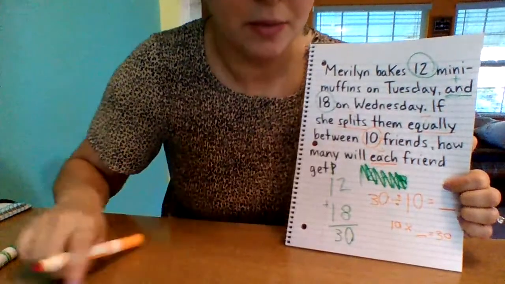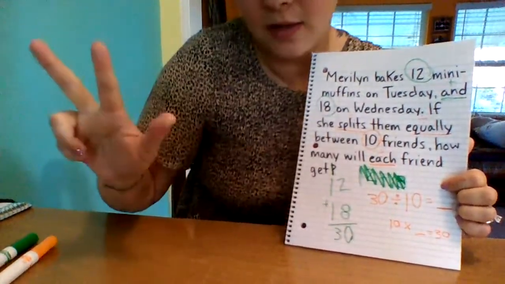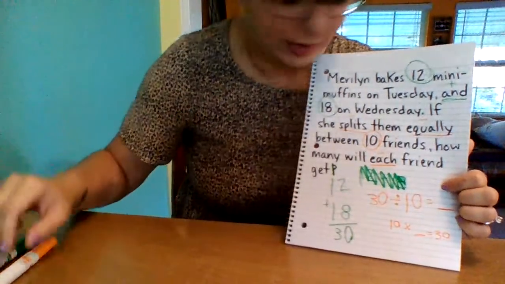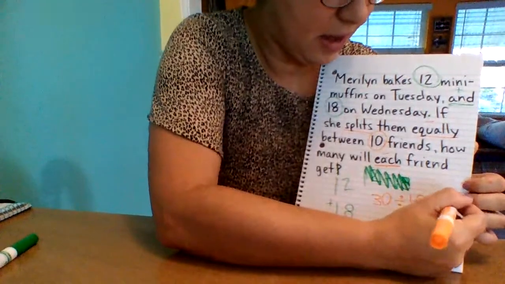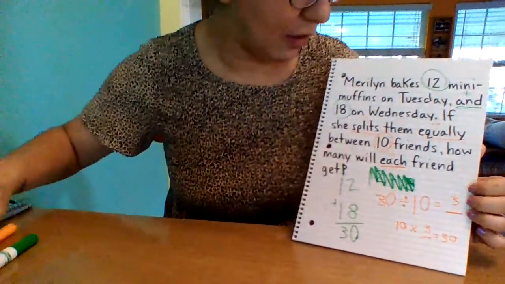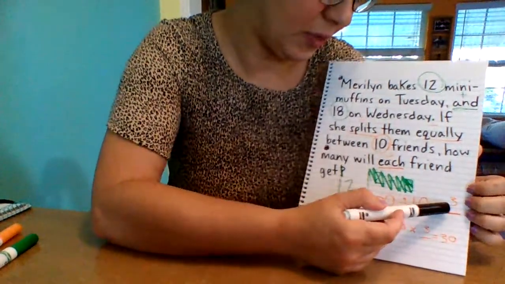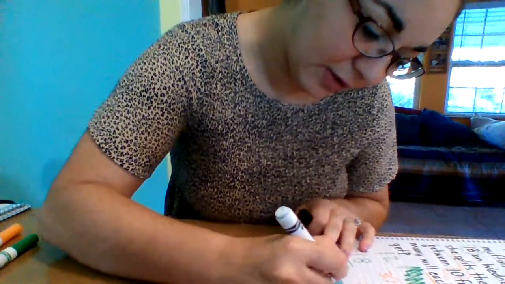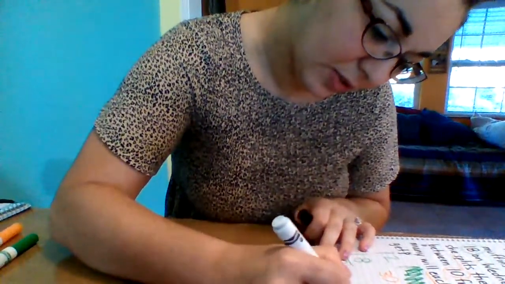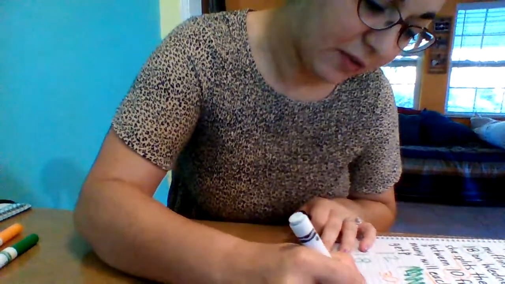I think you probably know. Let's count by tens to check. 10, 20, 30. 10 times 3 is 30. So 30 divided by 10 must equal 3. So how many muffins does each friend get? Each friend will get 3 muffins. So that is our final answer there. 3 muffins. And I used fact families to divide that time.